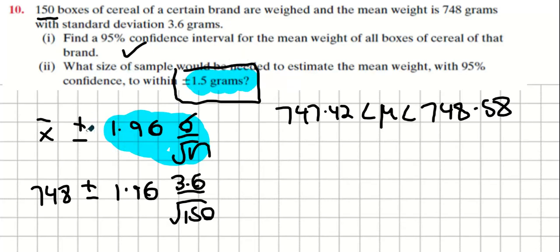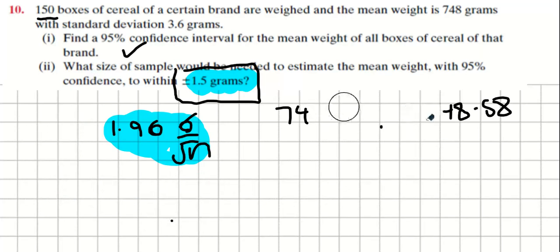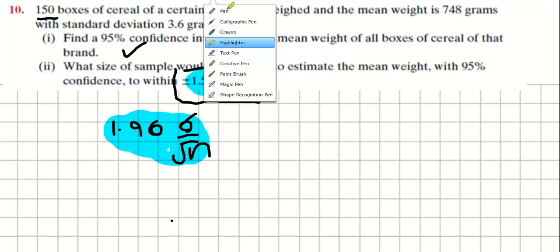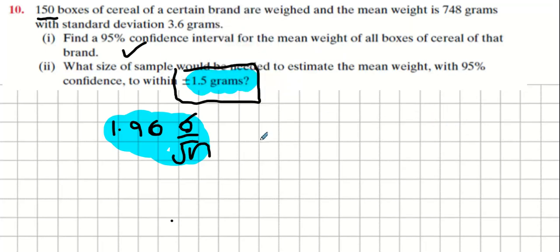So what we're going to do is we're going to just rub the rest of this out for a minute. And we're going to say that equals 1.5. Now, first thing we're going to do is sub in sigma. What's sigma again? Sigma is 3.6. Okay, we good?